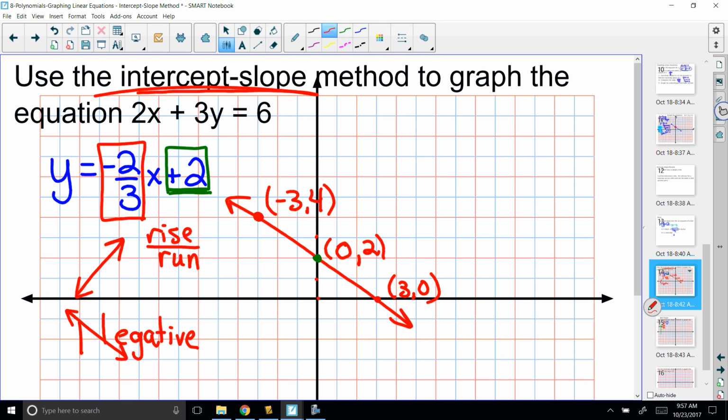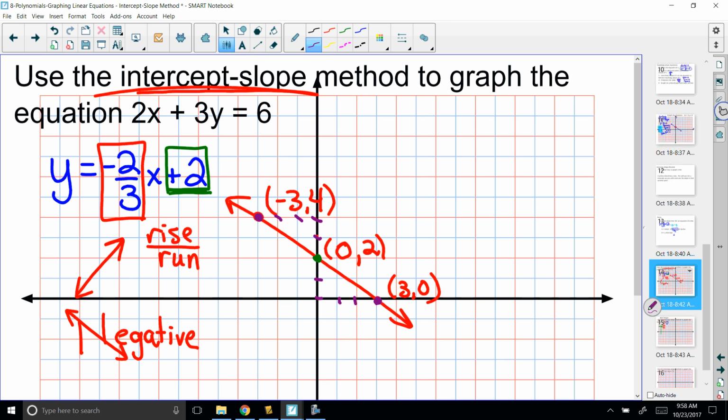So I'm going to rise 2 and run 3, and that's going to be another point for your line. Or you can go down 2 and to the right 3, rise over run, and that gives you another point, and you can graph it.